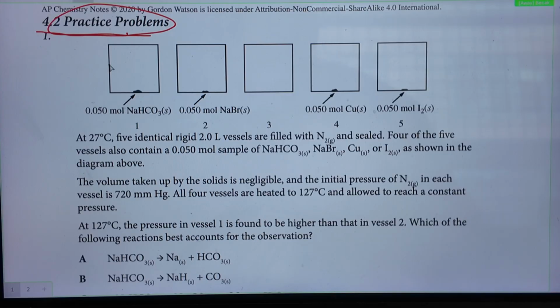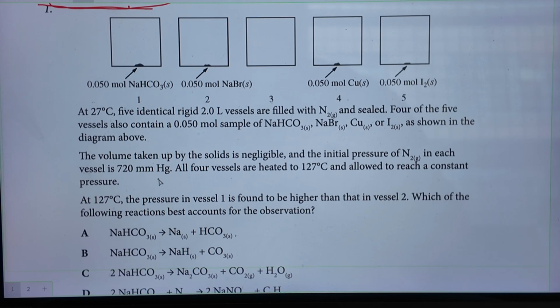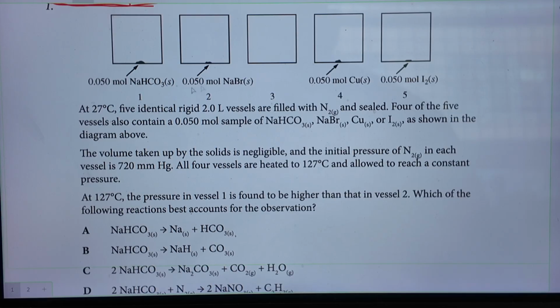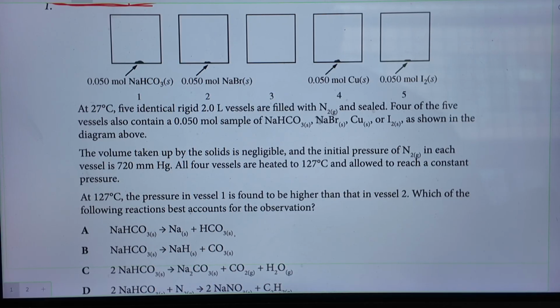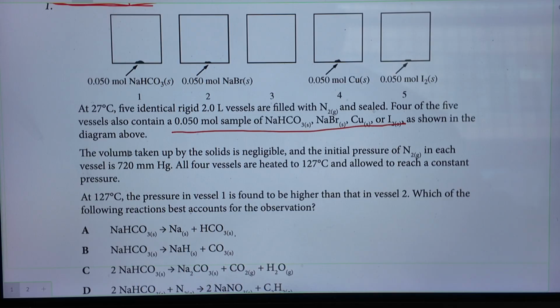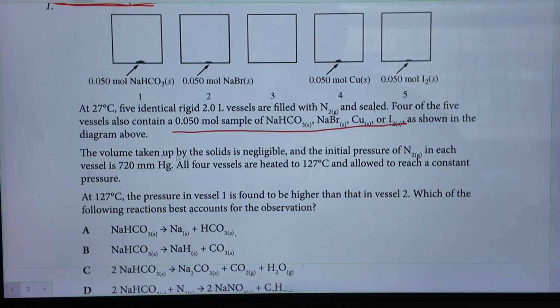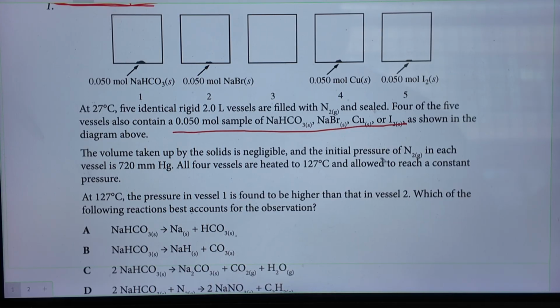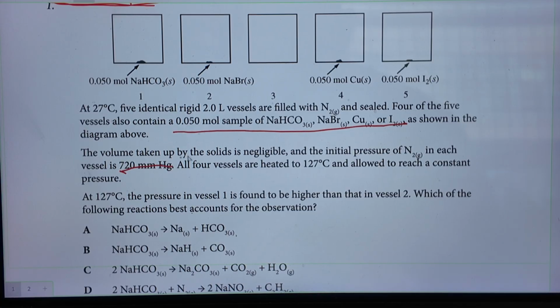First question. At 27 degrees Celsius, 5 identical rigid 2-liter vessels are filled with nitrogen and sealed. 4 of the 5 vessels also contain these 4 items as we see here, as shown in the diagram above. The volume taken up by the solids is negligible, so the volume is not important. And the initial pressure of nitrogen in each vessel is 700. This is the initial pressure.